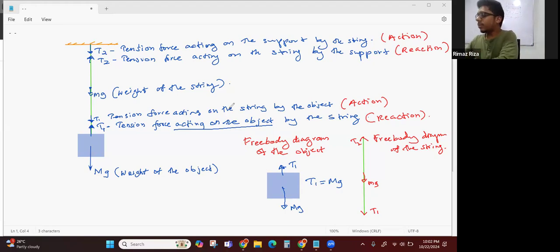So now let's write down some important facts regarding the tension force. Write down. You can give a small heading: important facts regarding the tension force.